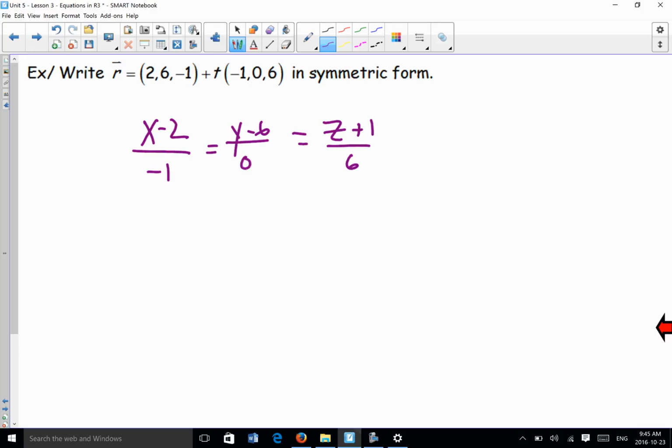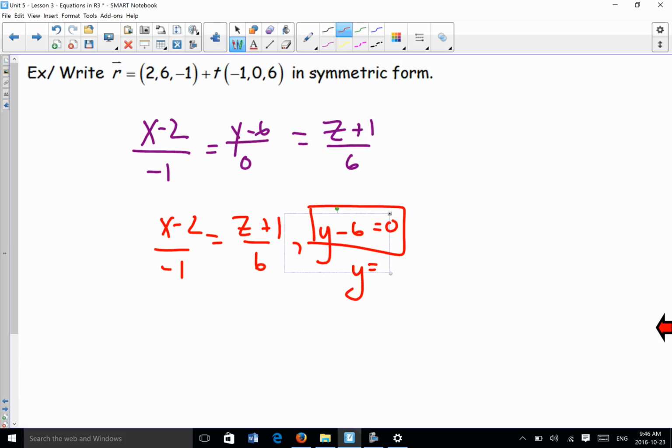Now, we don't usually show y minus 6 over 0. That doesn't really make sense. So what we do in that case is we rewrite this. x minus 2 over negative 1 equals z plus 1 over 6. And we didn't write the y part in there because you can't divide by 0. So we just say y minus 6 equals 0, or even better, y equals 6, because no matter what, y is always 6 in this version. There's no way you can change it. And there's our quick jump to symmetric form for that one.